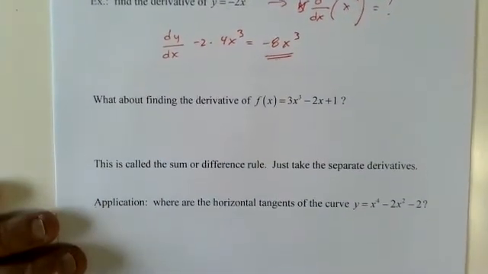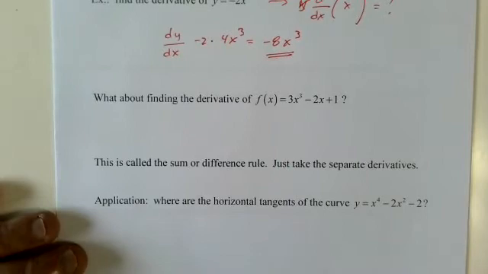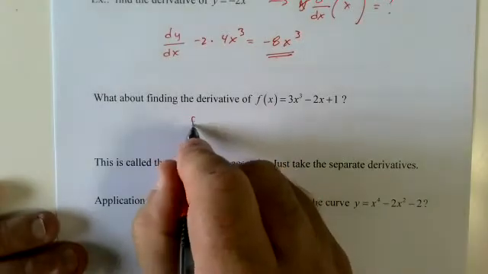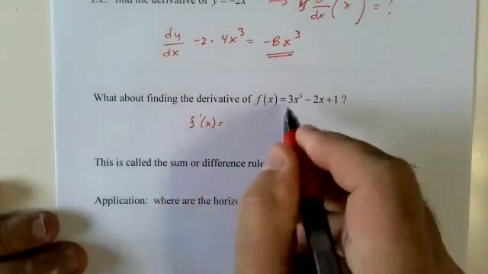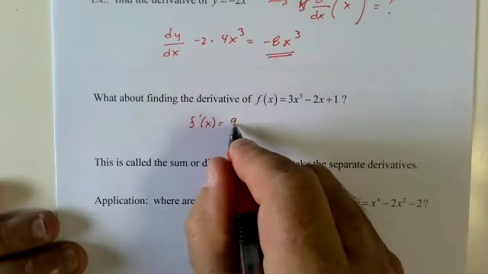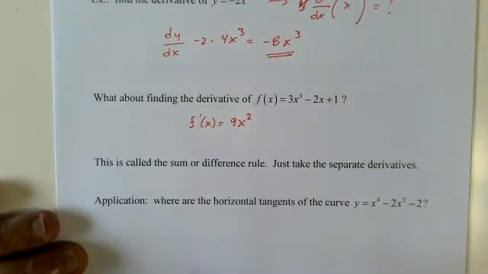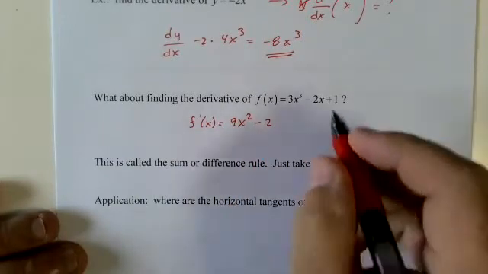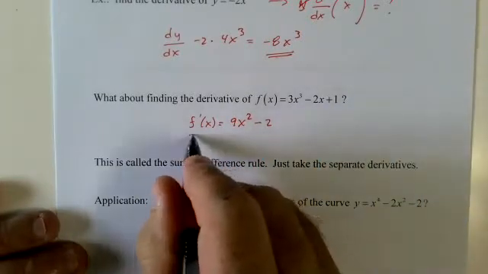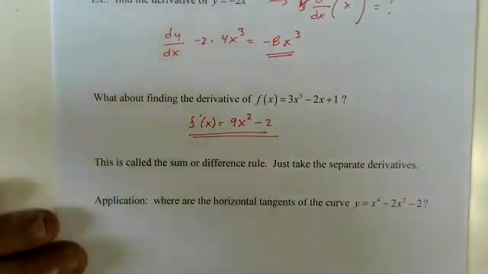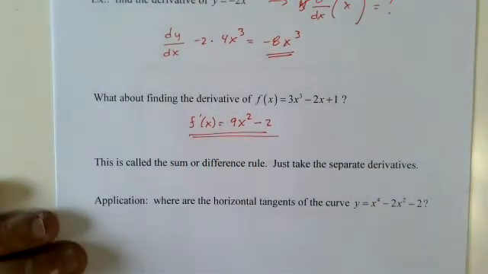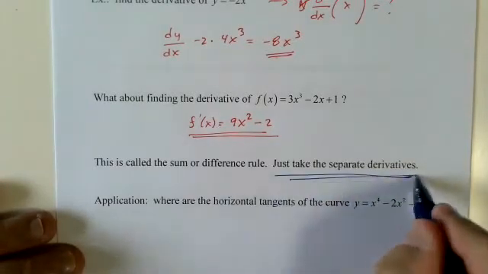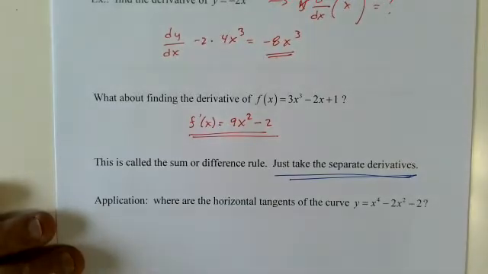And then the other one, if we have a trinomial or more than a monomial, what do we do? Well, it's easy. F prime of x, 3 out front, 3 times 3 is 9x squared. Derivative of -2x is -2. Derivative of 1 is 0. Going to be doing a lot of this. They call it the sum and difference rule. I never use that expression, but it just means take the separate derivatives. It's pretty straightforward.